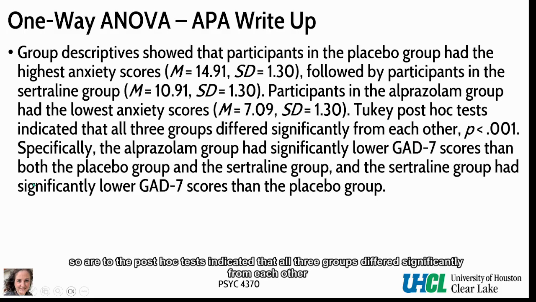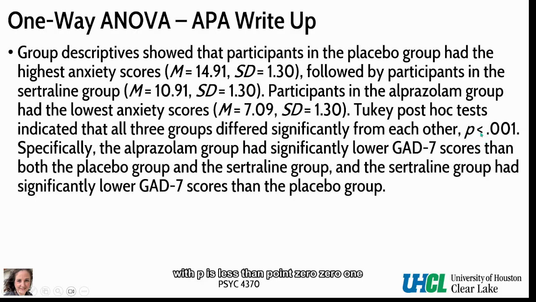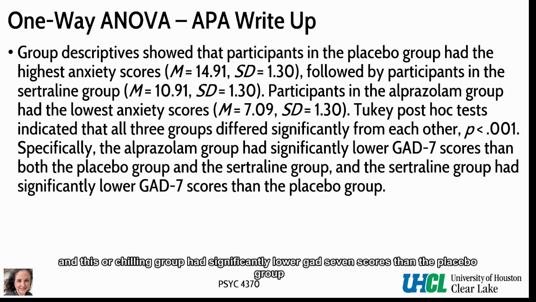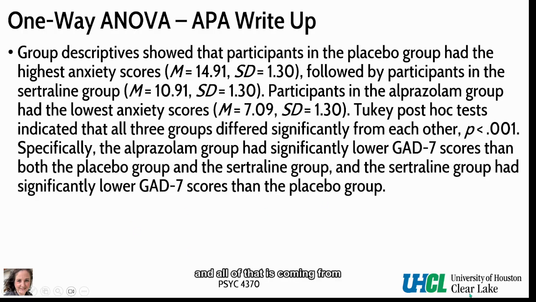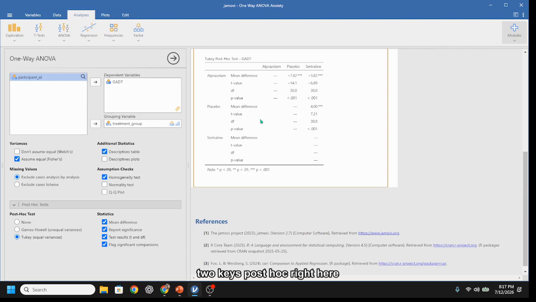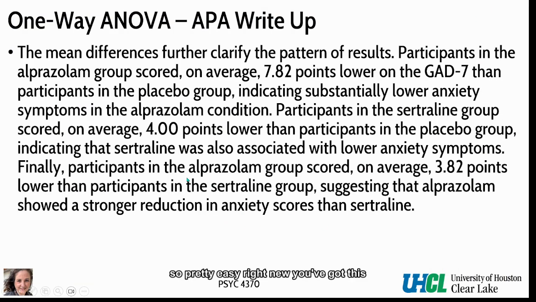So our Tukey post hoc tests indicated that all 3 groups differed significantly from each other, with p less than 0.001. Specifically, we want to report that the alprazolam group was significantly lower than both the placebo group and the sertraline group. And the sertraline group had significantly lower GAD-7 scores than the placebo group. And all of that is coming from Tukey's post hoc right here. Okay. So pretty easy, right? You've got this.